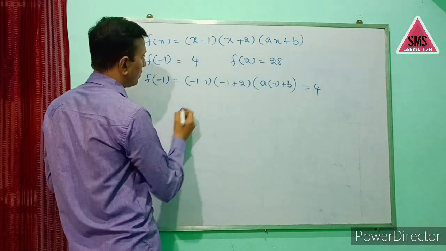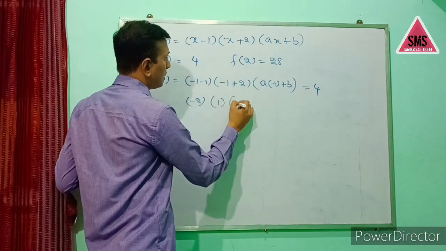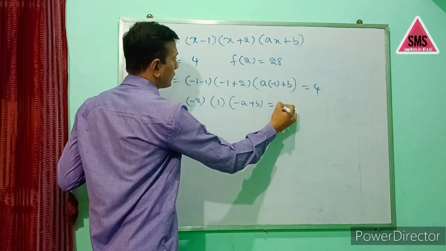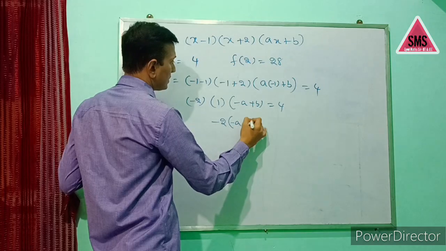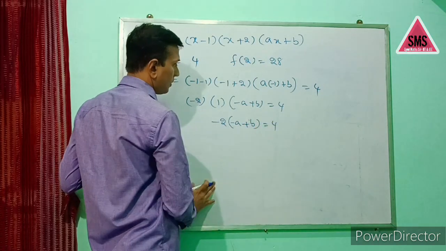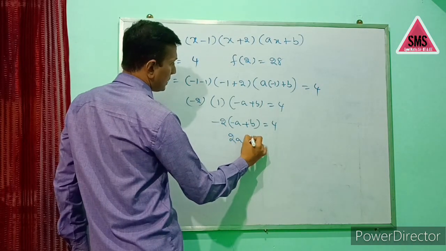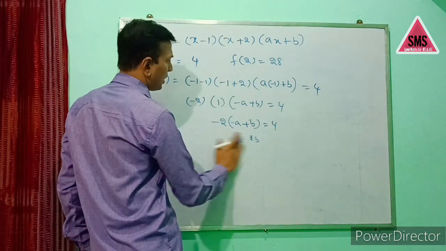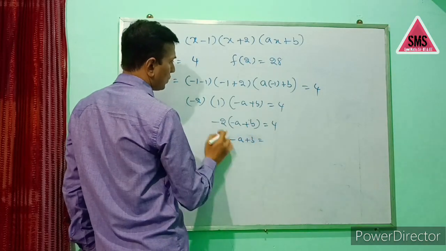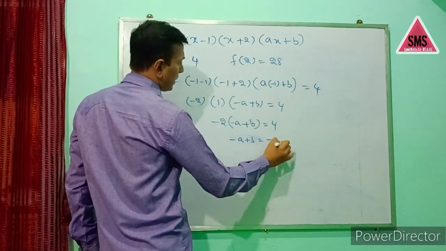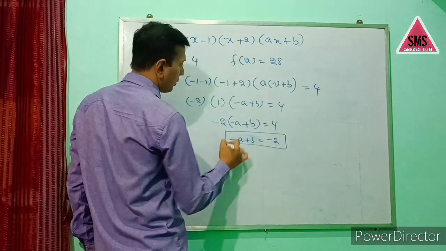Now, minus 1 minus 1 is minus 2, minus 1 plus 2 is 1, so minus a plus b equals 4. Now, minus 2 into minus a plus b equals 4. Now, multiply with minus 2, or you can simplify directly. The minus 2 you can send there. Minus a plus b equals 4 by minus 2, that means minus 2 you are going to get. So minus a plus b is going to be minus 2.